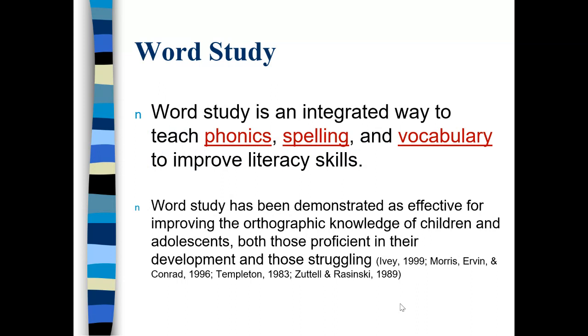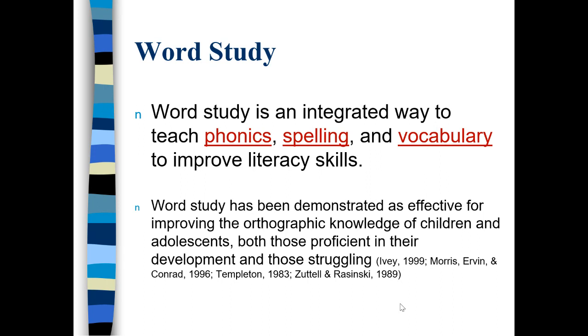A word study in itself is a way to teach students about vocabulary. We have to build the phonics skills first so that students understand how letters sound. And then when letters come together to make words, students start recognizing spelling patterns. And from that, then the students start recognizing that words have meaning or vocabulary in this case.